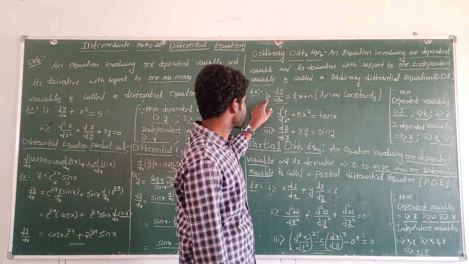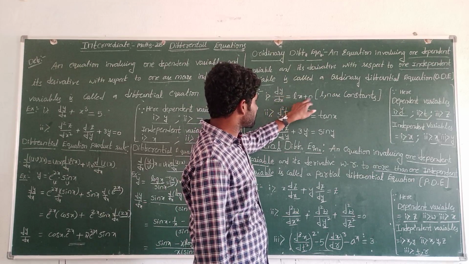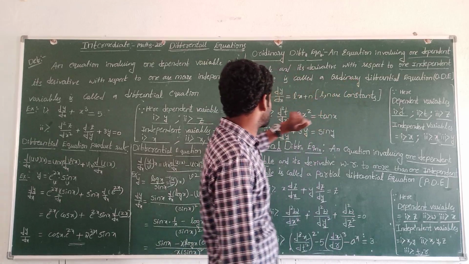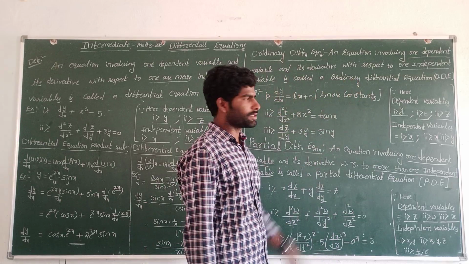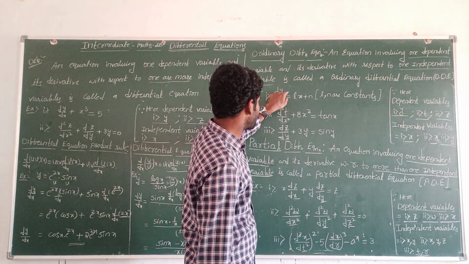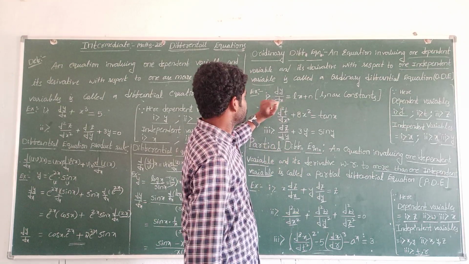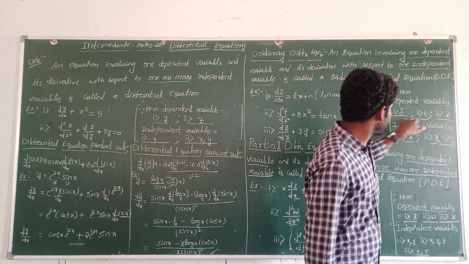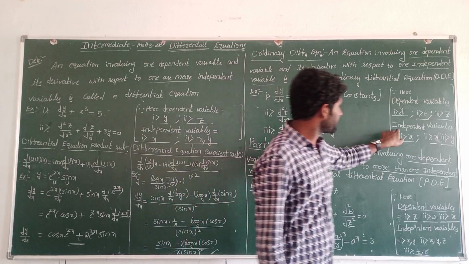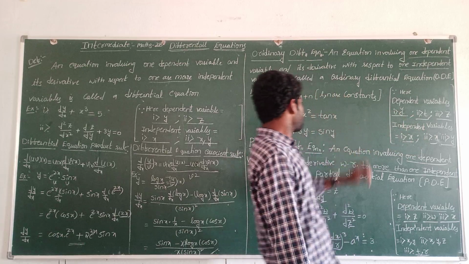Let's take the example. First example, dy by dx is equal to Lx plus n. Here L, n are constant terms. y is the dependent variable. Here y is depending on the x. So here the dependent variable is y, and x is the independent variable.